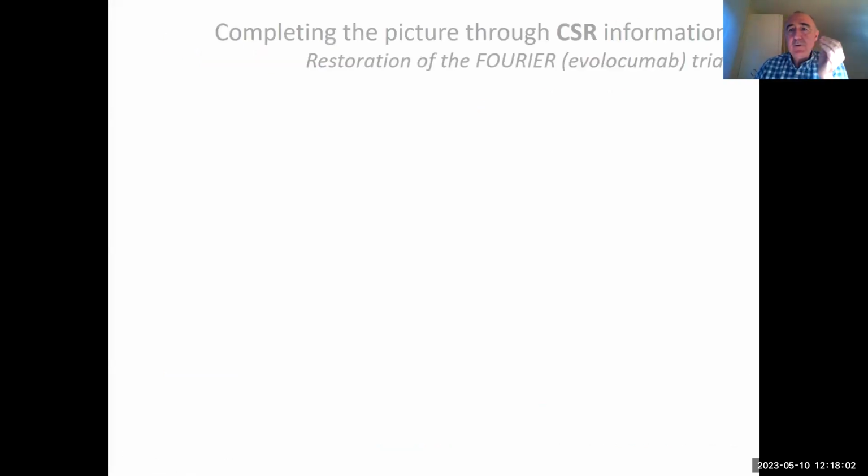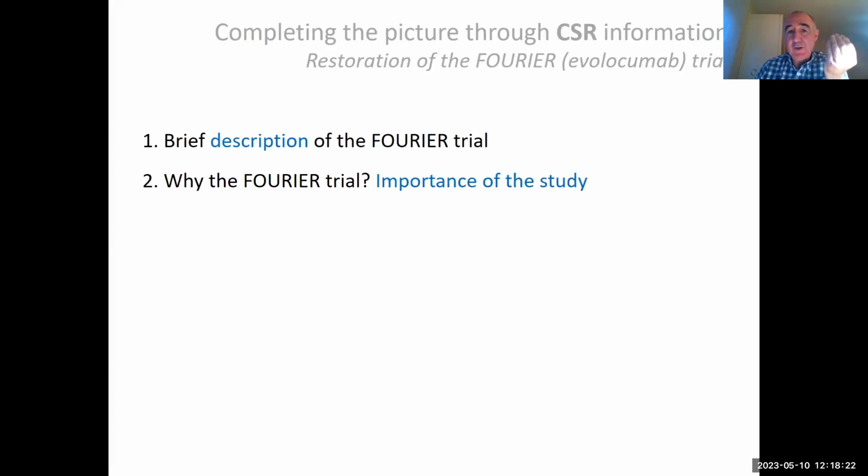But okay, now let's go to the clinical study report and things we can do with all this information. And for this, as I was telling you before, we'll use as an example the registration of the Fourier trial. First, I'll give you a brief description of the trial. Then I will justify why the Fourier trial and why this trial is so important.